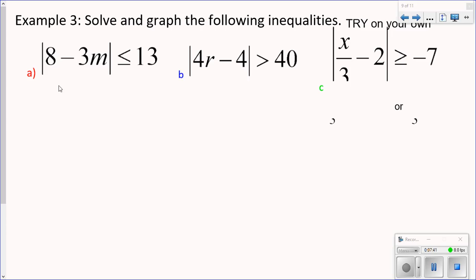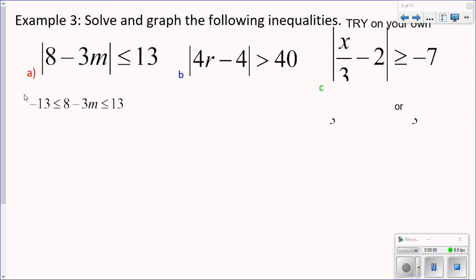Perfect. So it says the absolute value is less than 13. Less than is an and statement, so we're going to split it. So it's 8 minus 3m is less than or equal to 13, and 8 minus 3m, flip the sign, is greater than or equal to negative 13. You can write it just like that, so it's a smushed one.